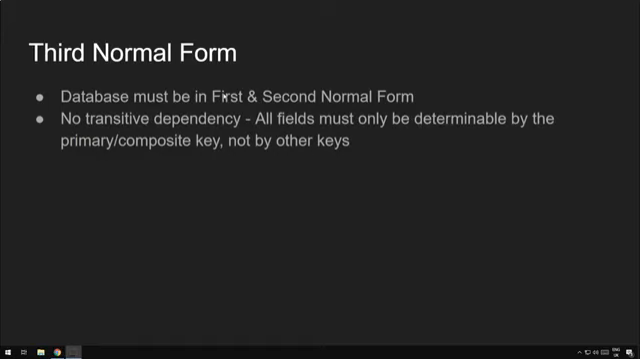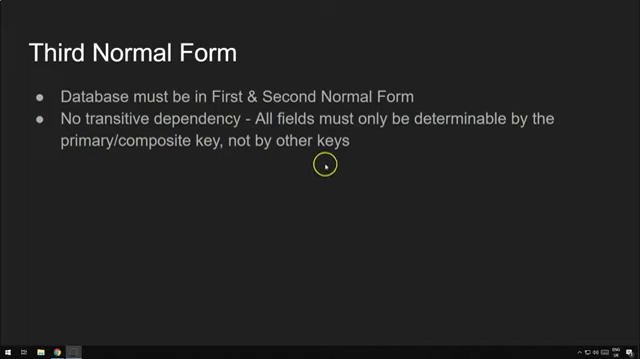So anything that's in third's got to be in second, and obviously anything that's in second's already got to be in first. So it needs to tick all those other boxes. It can't be duplicates, it can't be divisible, it can't be multiple values. It also can't have a partial dependency. So all of those, and then it must also do this other item here, which is no transitive dependency. Again, sounds a bit weird, but all it means is that all fields must be only determinable by the primary or composite key, and you can't determine any of the fields by other keys in there.